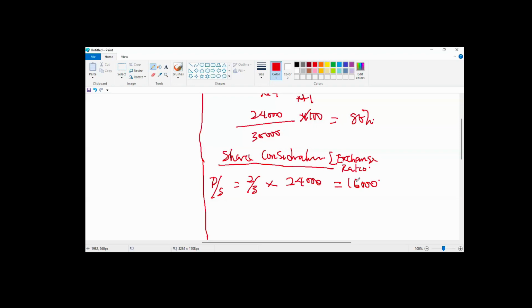What is the group policy? I'll go and check the group policies. If you go to additional information 7, King has a policy of valuing non-controlling interest at fair value at the date of acquisition. Accordingly, the share price of Prince should be used to value non-controlling interest. What is it? 2 naira. I'll quickly post that to end my mark for the goodwill.